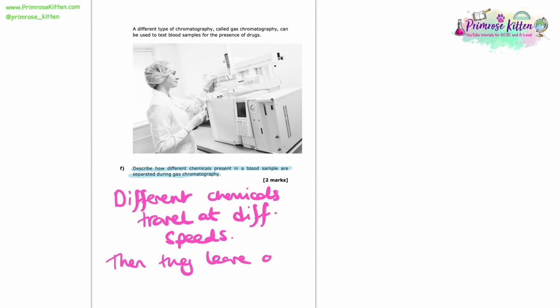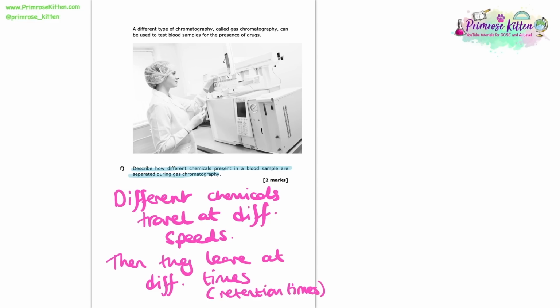And then as a result, when it comes to the detector at the end of this, they're going to leave our gas chromatography machine at different times and get detected at different times. Now, this amount of time it takes in the machine is called the retention time, and that is what we use in gas chromatography instead of Rf values in paper chromatography.